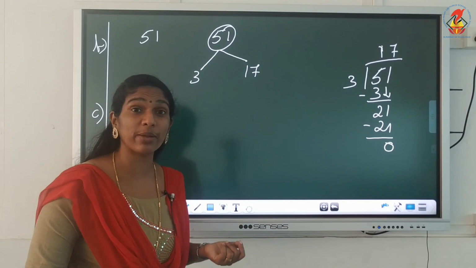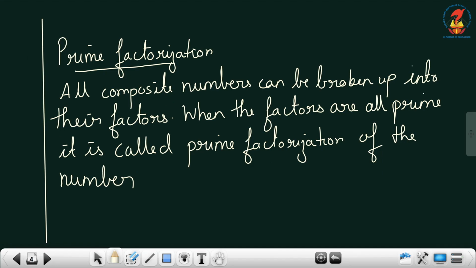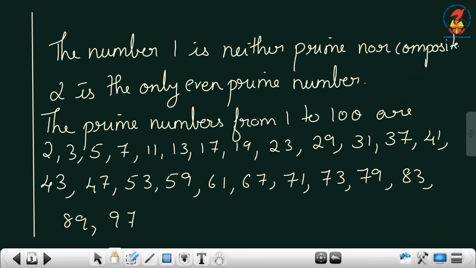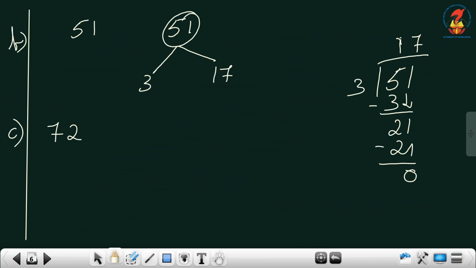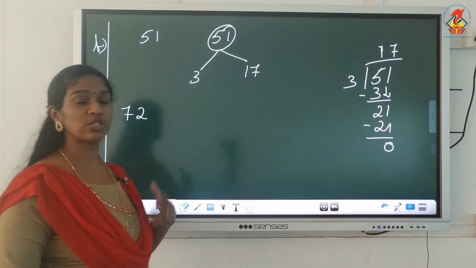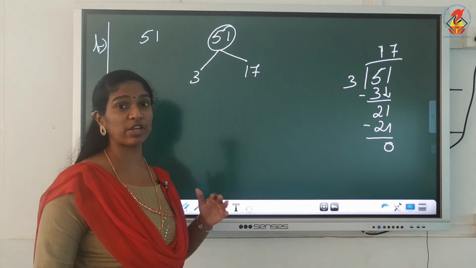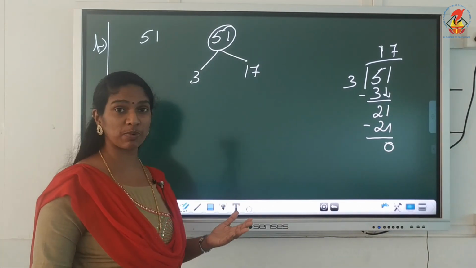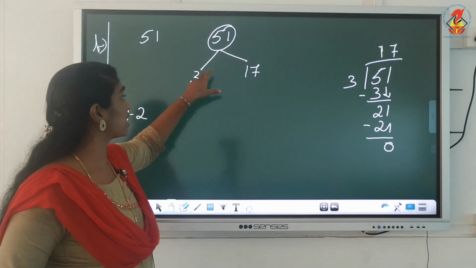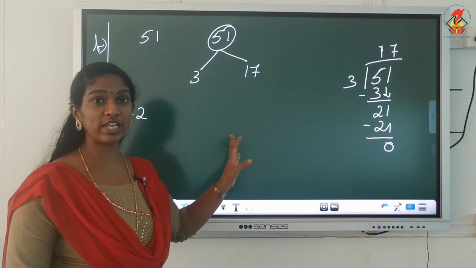17 is also a prime number. Remember? We studied before which were the prime numbers. See, 17 is a prime number. Okay? So that also we need not split. Once you reach a final step where you get prime numbers, then you cannot split over there. So you will not put a circle around the numbers. Okay, children? You will leave it as it is.